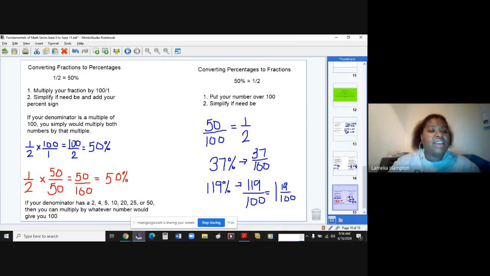All right, and converting fractions to percentages. I have 1/2 equals 50 percent. I'm simply going to multiply my fraction by 100 over 1 and simplify if need be and add my percent sign. Now, I wrote at the bottom here, if your denominator has any of these numbers, they are multiples of 2. So that means you can multiply by whatever number would give you 100.